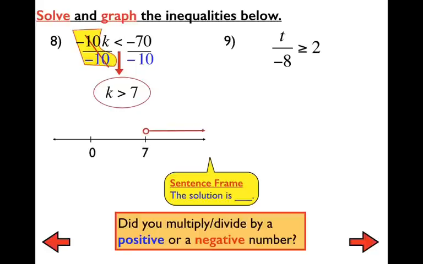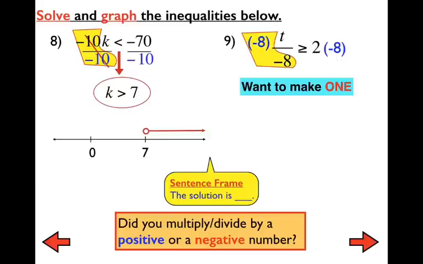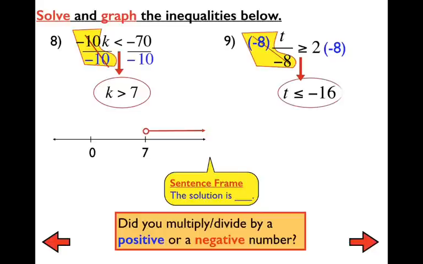Number 9, we need to multiply both sides by negative 8. Do we flip the inequality symbol? The answer is yes. We multiplied or divided by a negative number. That's the only time that we flip. And so the solution is t is less than or equal to negative 16. And the graph is a closed circle over negative 16 and an arrow to the left.